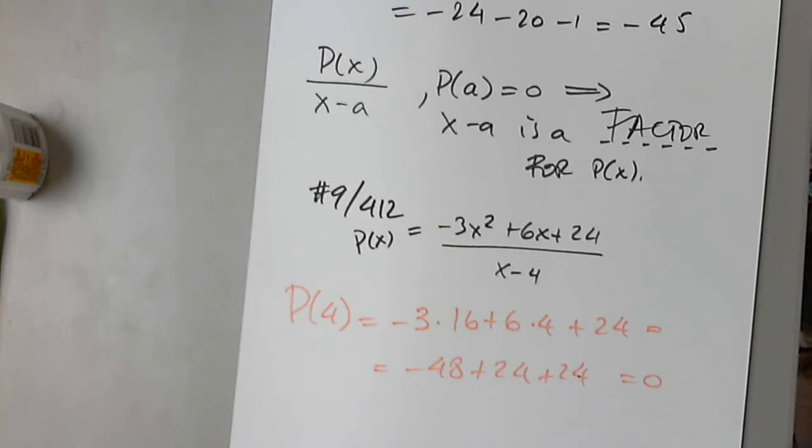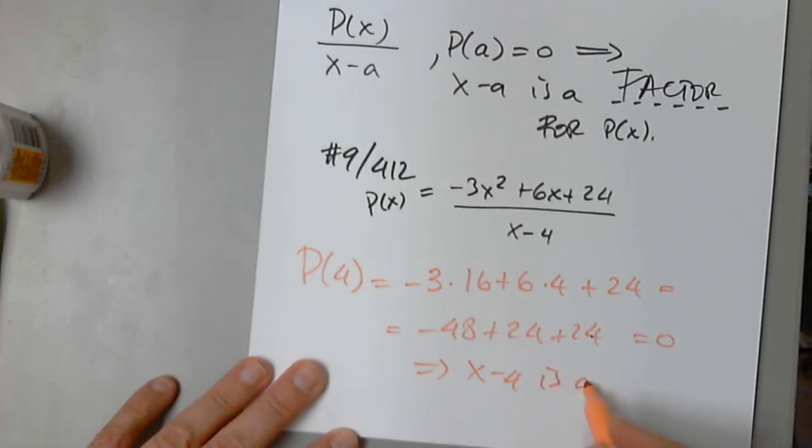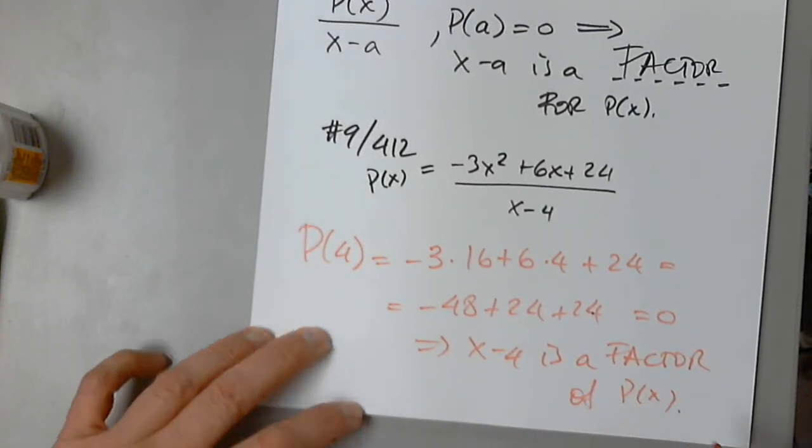Is x minus 4 a factor? Yes, because the remainder is 0. We conclude x minus 4 is a factor of p of x.